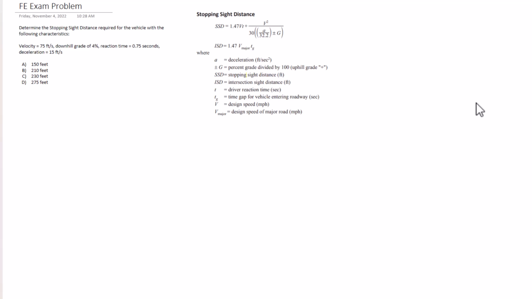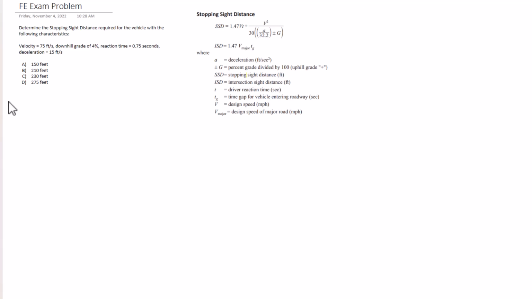Determine the stopping sight distance required for the vehicle with the following characteristics. It's got a velocity of 75 feet per second, a downhill grade of 4%, reaction time of 0.75 seconds, and a deceleration of 15 feet per second squared.